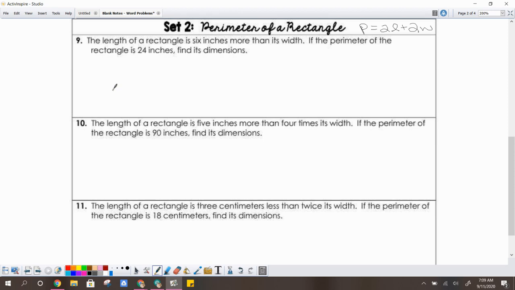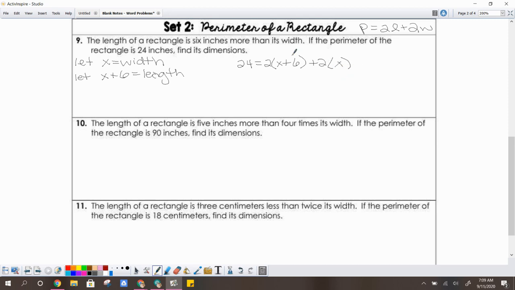So we're going to use this formula to help us figure out the dimensions of our rectangle. So first, it says the length is 6 more than the width. So we'll start with the width being x. And then the length is 6 more than that. So x plus 6 would be our length. Okay, and then we're going to use our formula here to solve. So it says the perimeter is 24 inches. So perimeter is 24. And we have 2 times our length, which is x plus 6, and then plus 2 times our width, which is x.